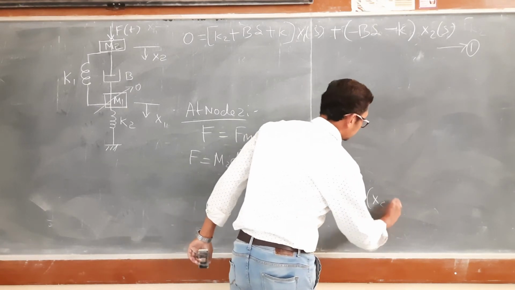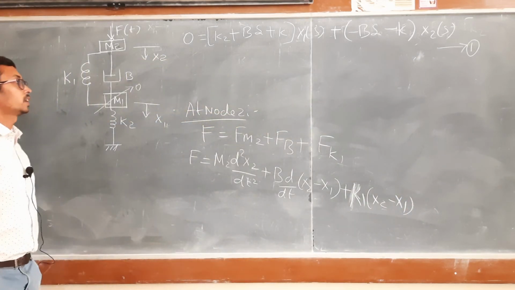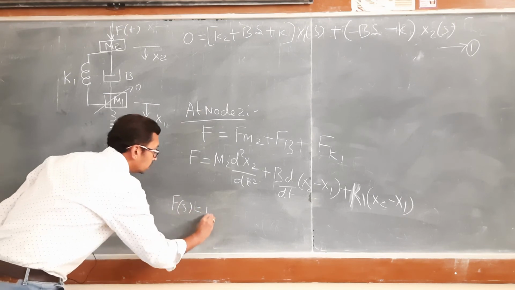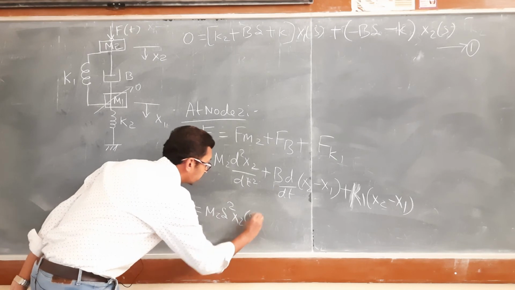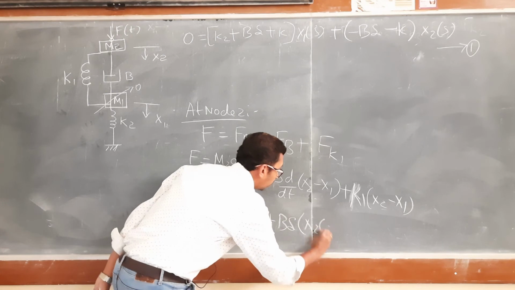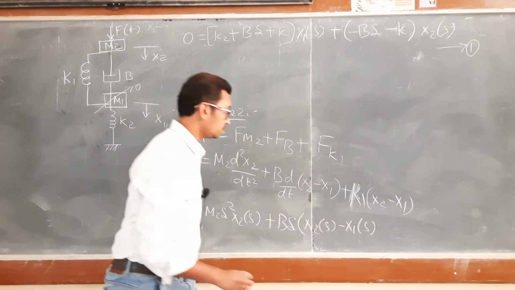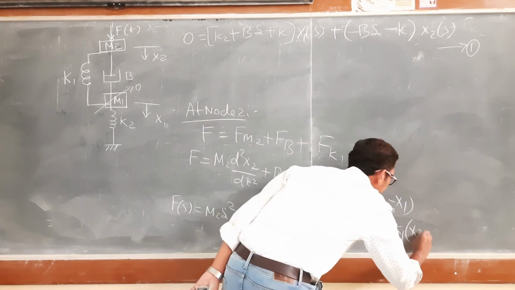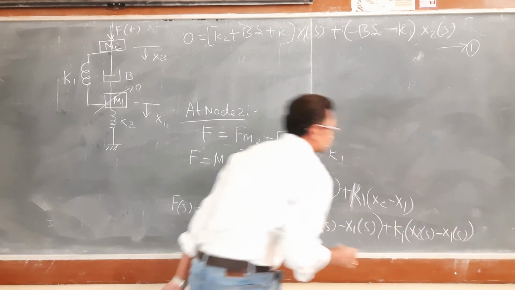k1 times x2 minus x1. Okay, so after applying the Laplace transform, this can be written as F of s equals m2 s square x2 of s plus bs times x2 of s minus x1 of s, plus k1 times x2 of s minus x1 of s.